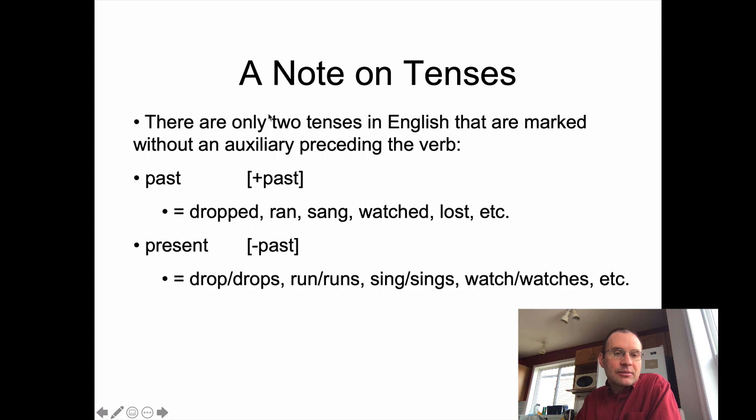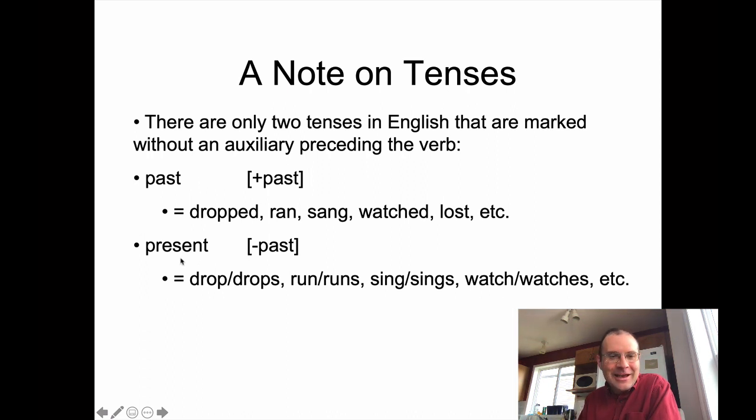If not, if it's in the present, you mark it with minus past, that feature specification. So I drop, he drops, you run, she runs, sing, sings, so on and so forth. This is just the present tense inflectional affix for third person singular subjects in English, but both of these are present.